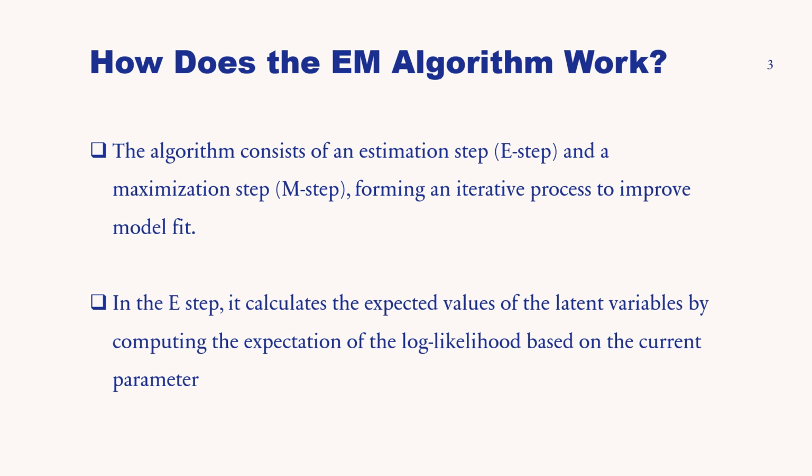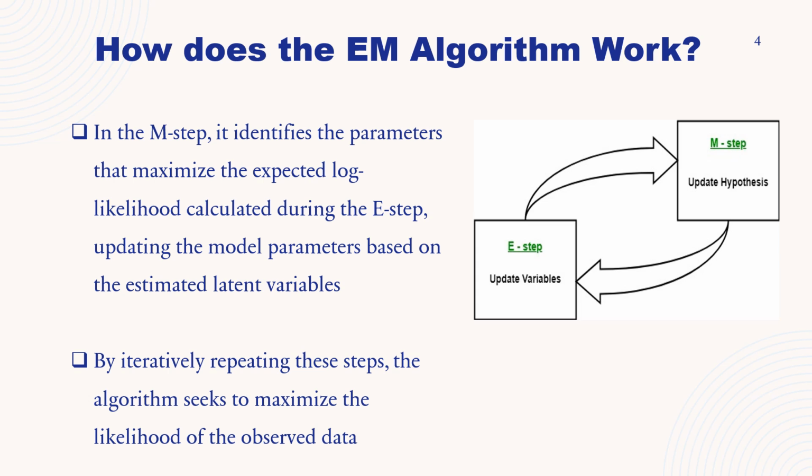In the E step, the algorithm calculates the expected values of the latent variables by computing the expectation of the log likelihood based on the current parameters. In the M step, it identifies the parameters that maximize the expected log likelihood calculated during the E step, updating the model parameters based on the estimated latent variables. These two steps are iterated repeatedly until the algorithm has been able to maximize the likelihood of the observed data.